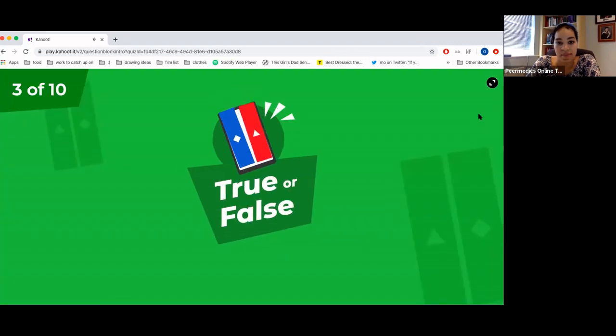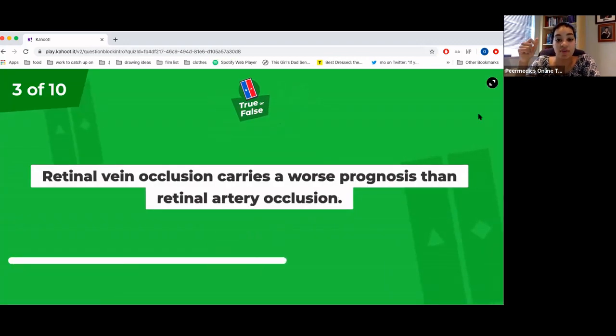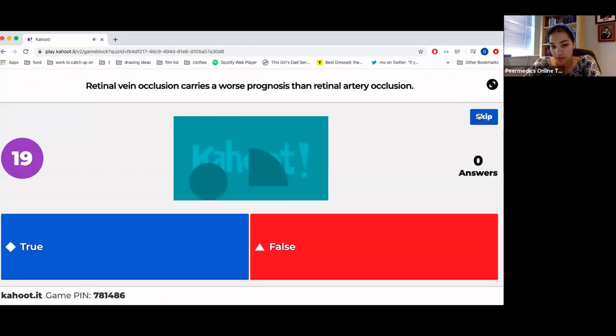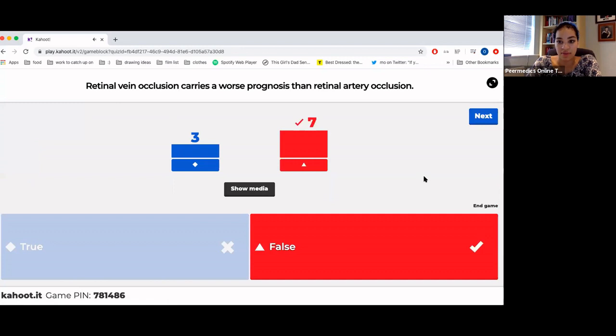Cool. Next. True or false? Retinal vein occlusion carries a worse prognosis than retinal artery occlusion. That is a difficult one, I think. The answer is false. Retinal vein occlusion can be ischemic or non-ischemic, and whilst ischemic retinal vein occlusion is bad news, in terms of the long-lasting effects and the risk of vision loss, it's more significant in retinal artery occlusion. It's almost referred to as a retinal stroke.